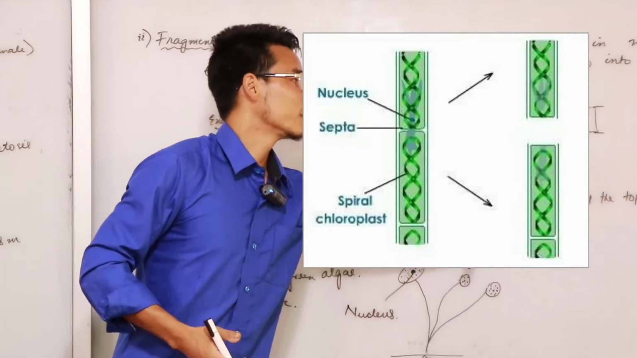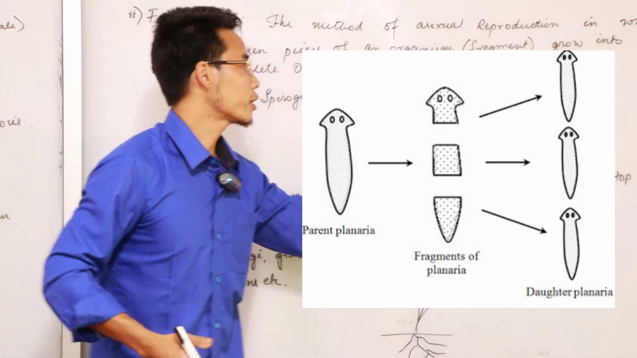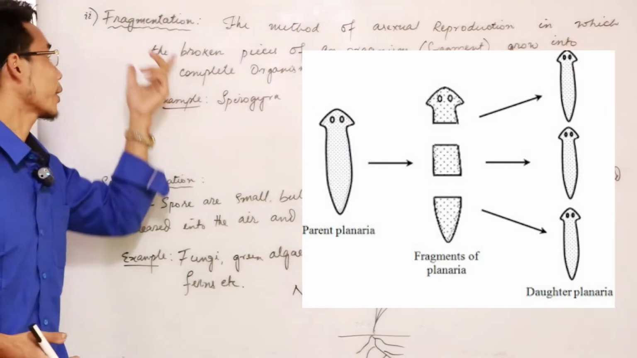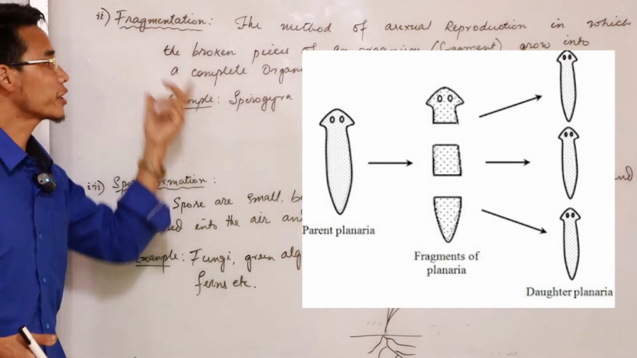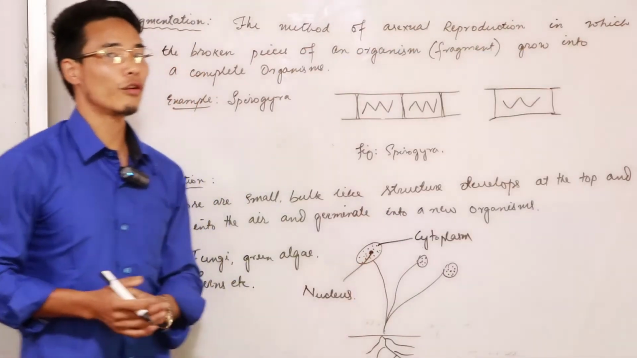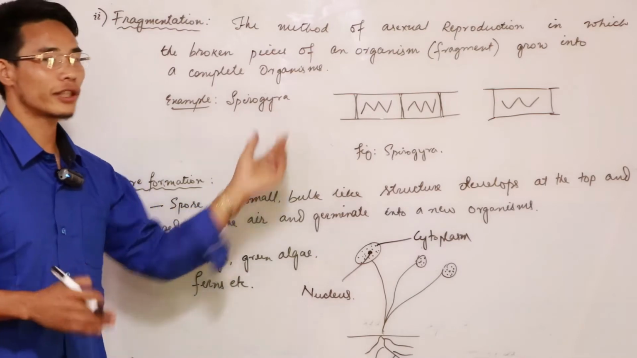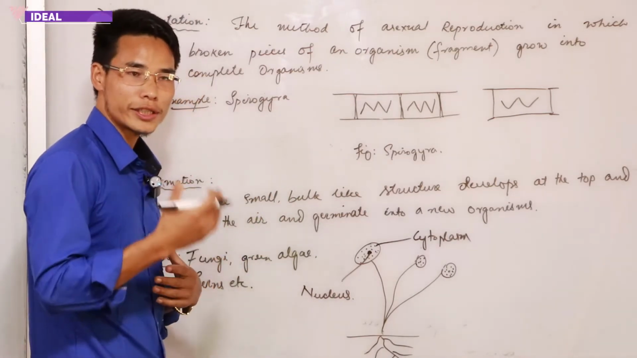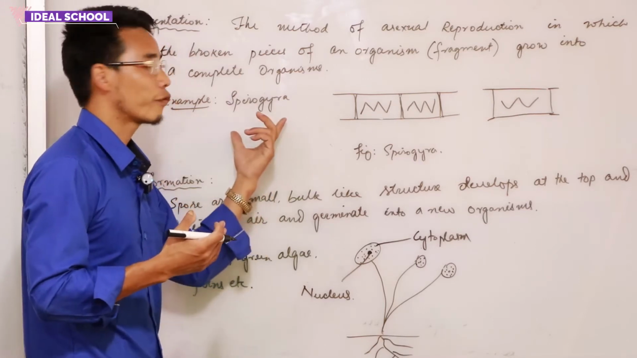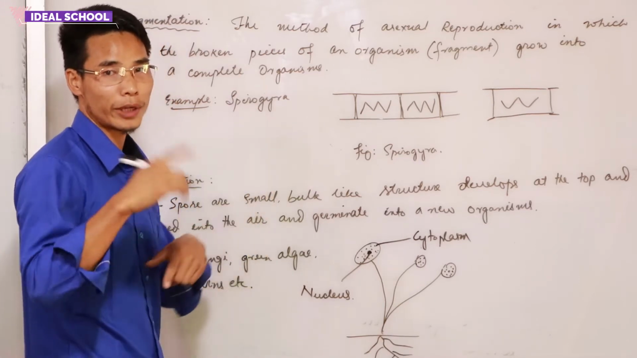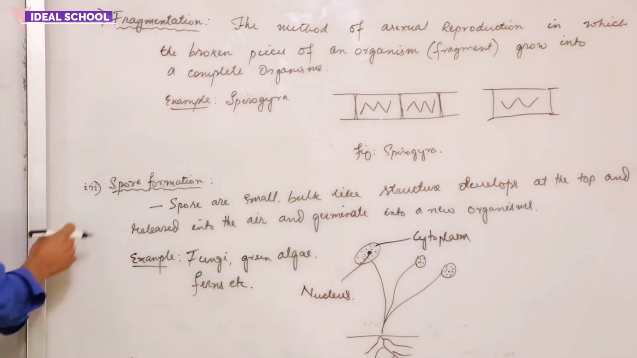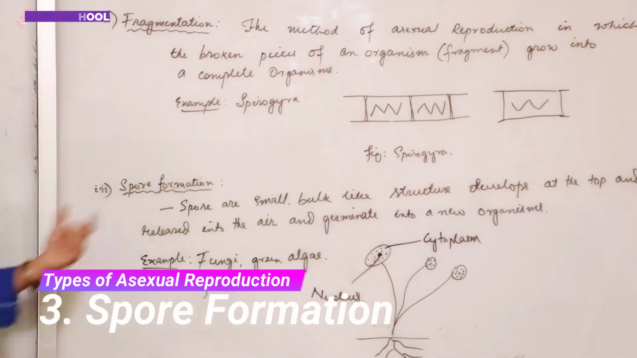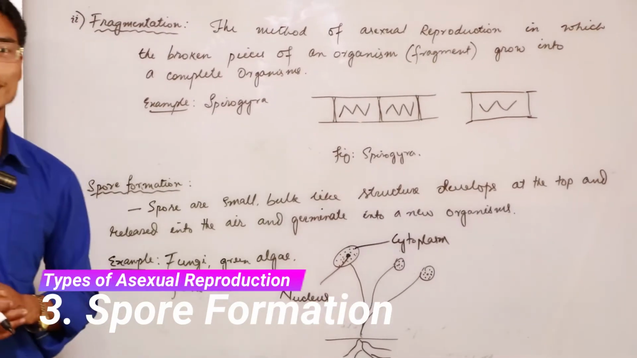This is called fragments, which break down from the parents. Because of that, we call it fragmentation. So the type of organisms which fragment from the parents and grow into new individuals or new organisms is called fragmentation. Example, spirogyra. And the third type of asexual reproduction is spore formation, or it is also called sporulation.